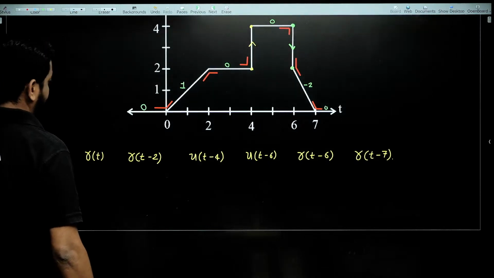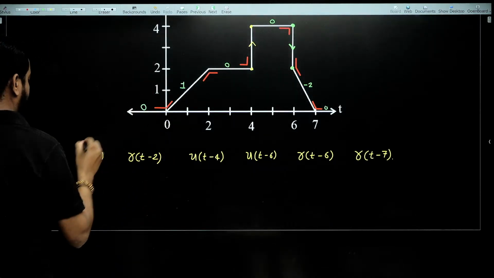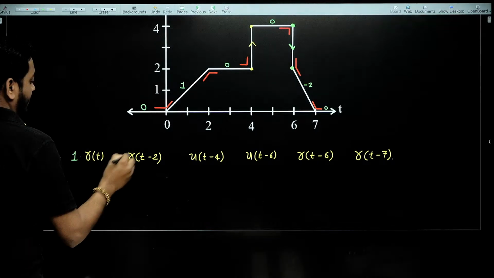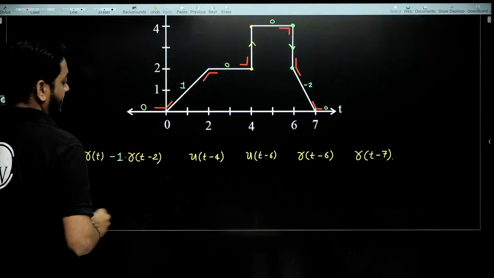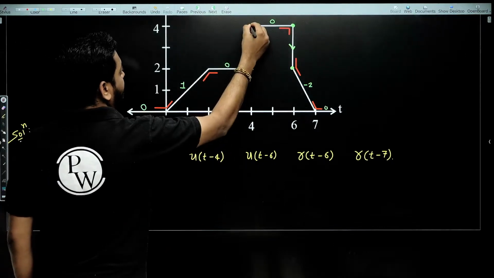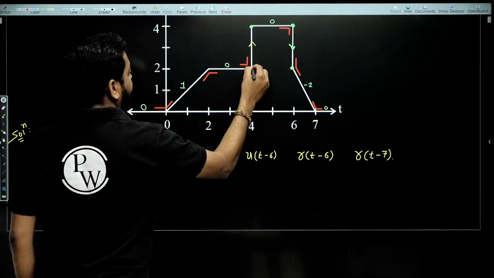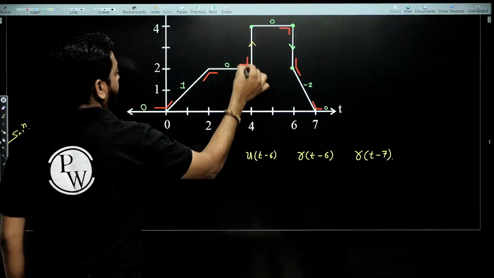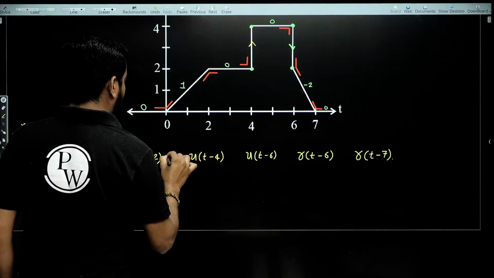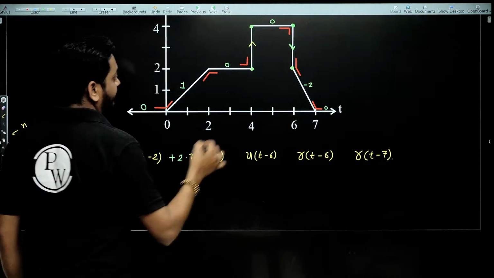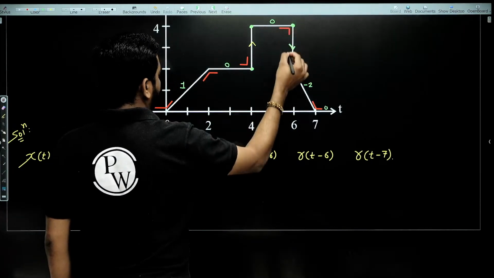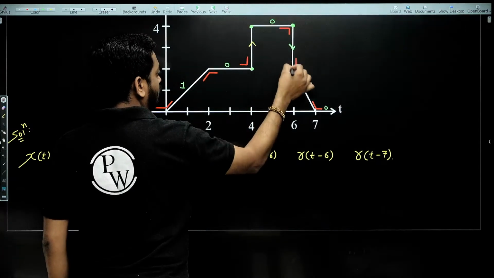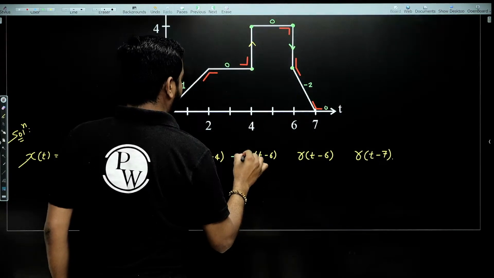Okay, now change in slope, guys. Next slope minus previous slope, 1. Here also linear change, next slope minus previous slope, minus 1. Now step function, next amplitude minus previous amplitude. Next is 4, previous is 2, guys, 4 minus 2, here plus 2. Now step function, next amplitude minus previous amplitude: next is 2, previous is 4, 2 minus 4, that is minus 2.